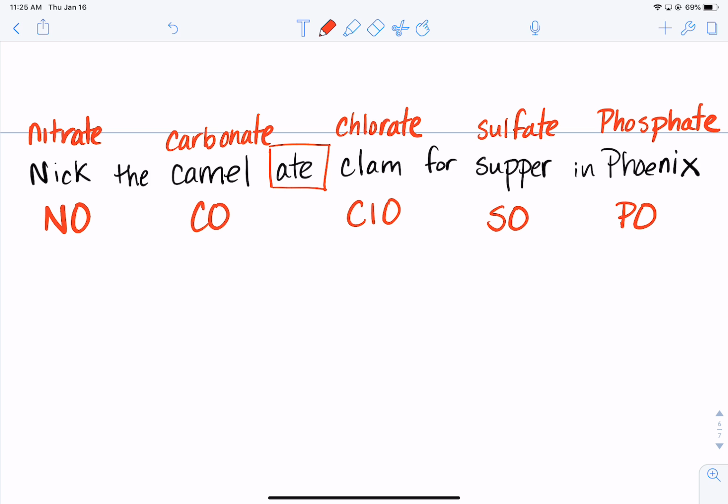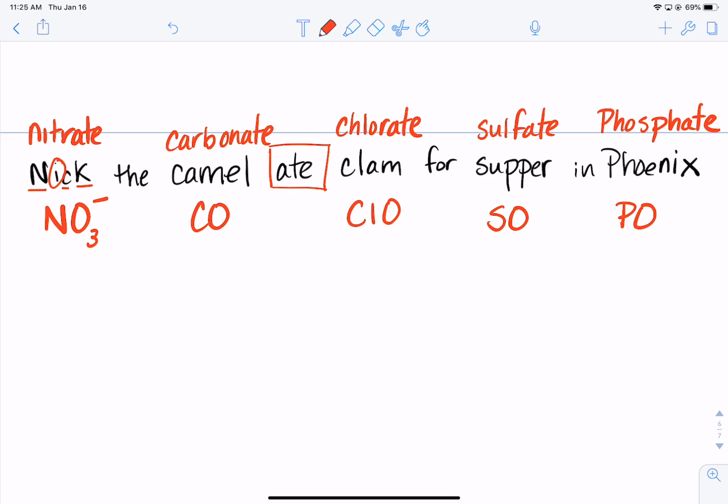Consonants and vowels. Nick, how many consonants are in Nick? There are 1, 2, 3. How many oxygens are in nitrate? 3. Oh, that's cool. What is the charge on nitrate? Negative. How many vowels are in Nick? 1. Whoa.